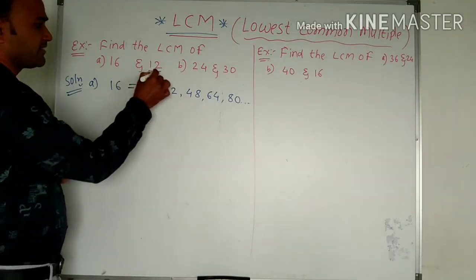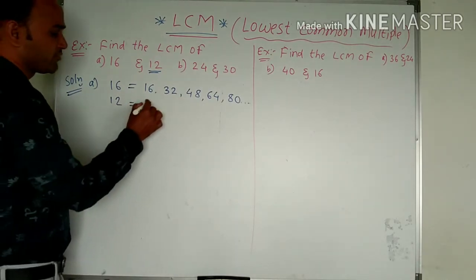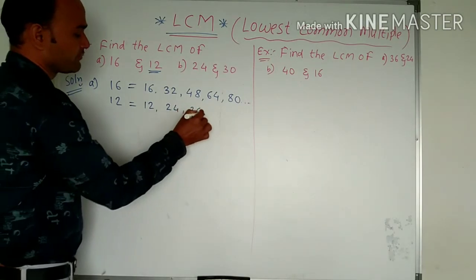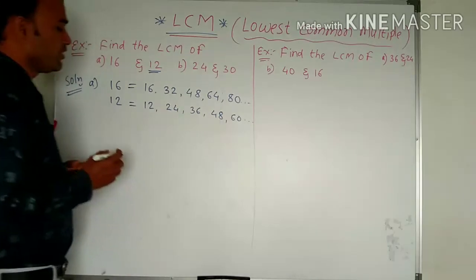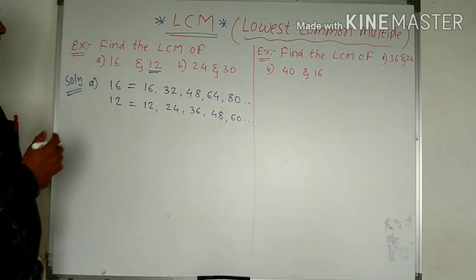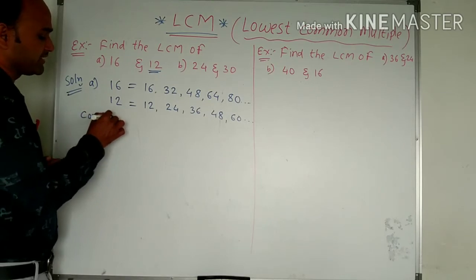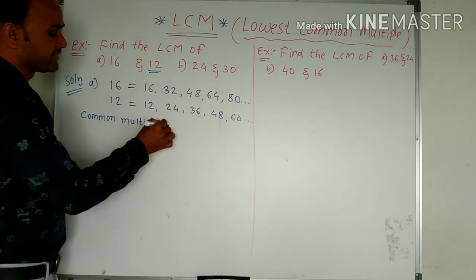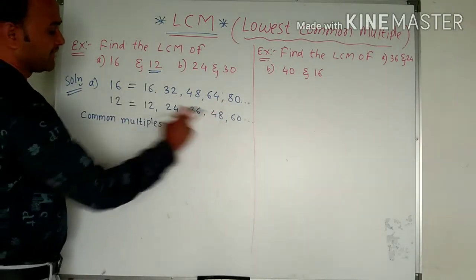Another number is 12. The multiples of 12 are: 12 ones are 12, 12 twos are 24, 12 threes are 36, 12 fours are 48, 12 fives are 60, and so on. So here we can see the common multiples. As we know, these are the multiples. What we have found now are the multiples: these are the multiples of 16 and these are the multiples of 12.